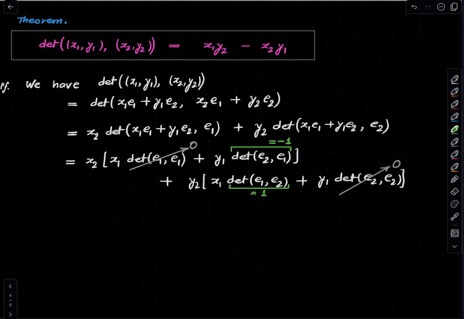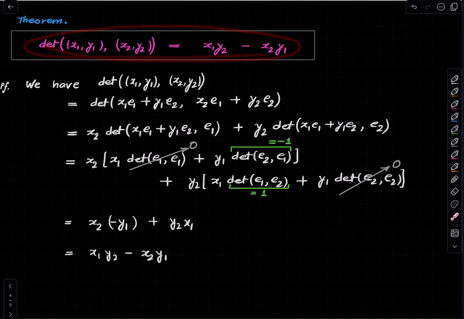All right. So that gives us x1 y2 minus x2 y1, which is what we claimed. That's it. So there is only one determinant function, right? And in fact, you can check that this is indeed a determinant function. So this satisfies all the three axioms. You can check that. And any determinant function must be the same as this. So there is a unique determinant function on F2.